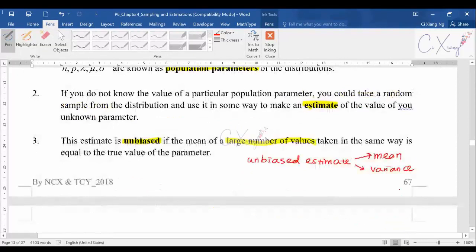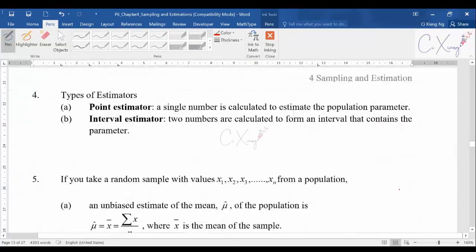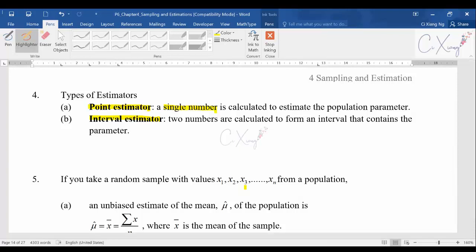Now, when we want to do the estimation, there are two methods, so there are two types of estimator. The first one is point estimator. Another one is interval estimator. Point estimator means you will get a single value in your calculation to estimate the value. Your final answer is only one value, so we call it point estimator.